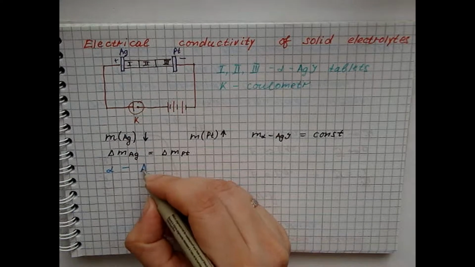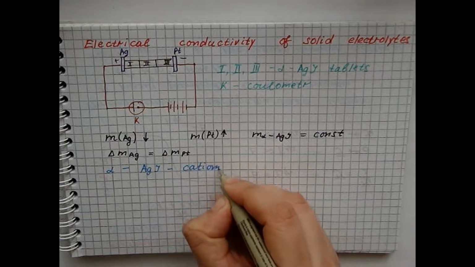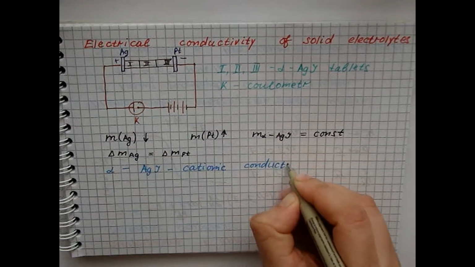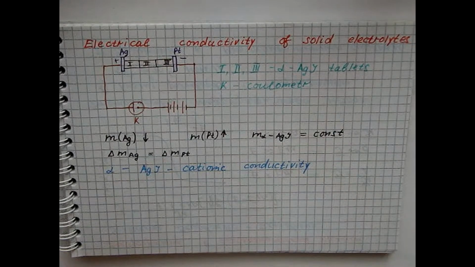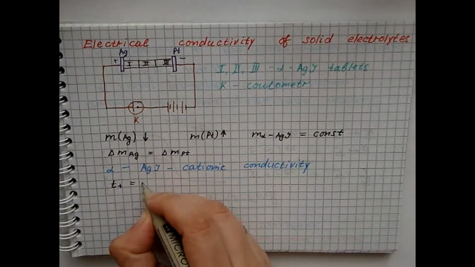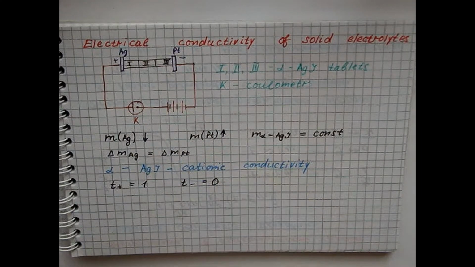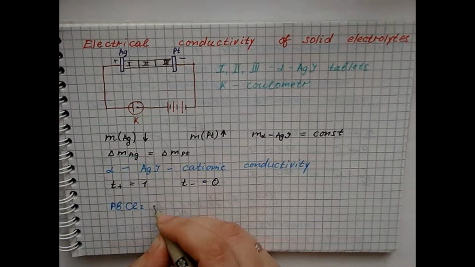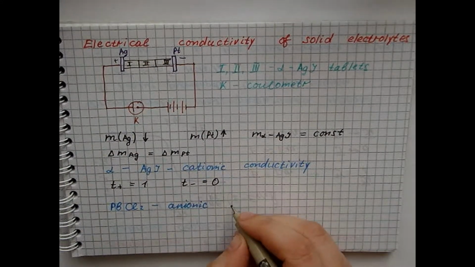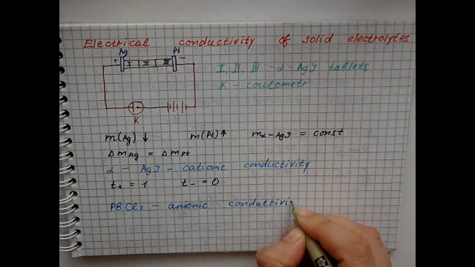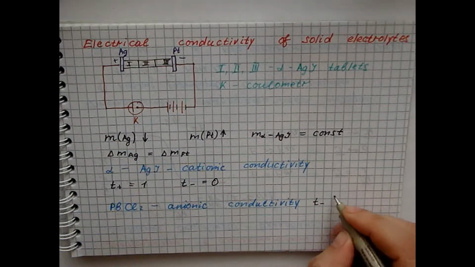So, alpha silver iodide has a purely cationic conductivity. The transfer number of the cation is equal to 1 and the transfer number of the anion is 0. Silver cations leave the anode in alpha silver iodide, migrate to the cathode and are then deposited on it. A similar experiment with solid lead chloride showed that the electrolyte has a purely anionic conductivity.